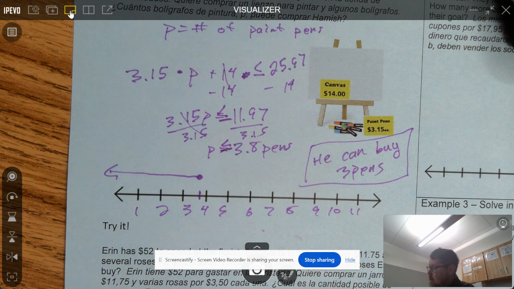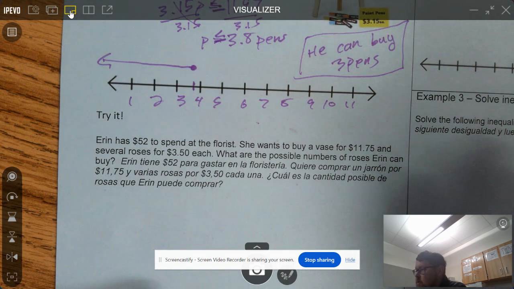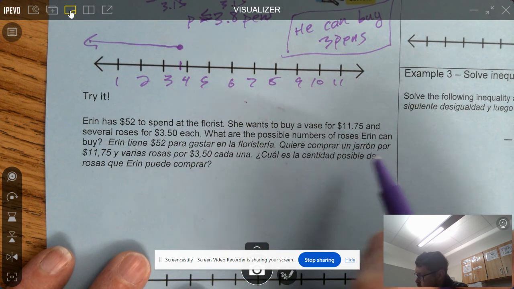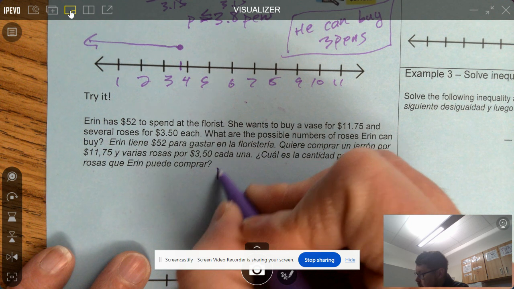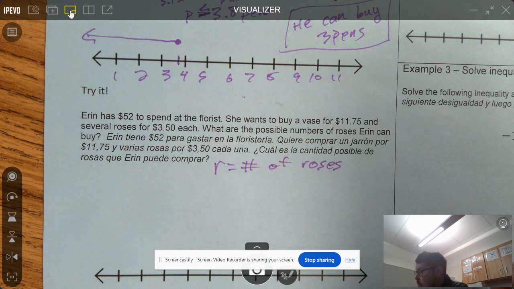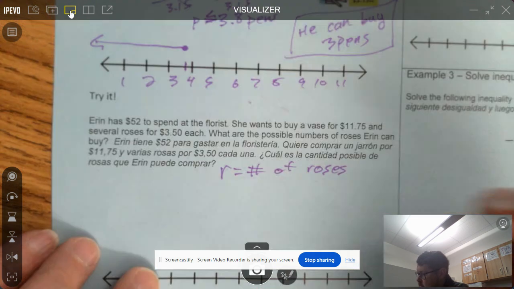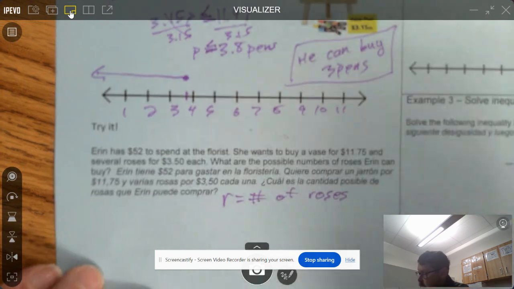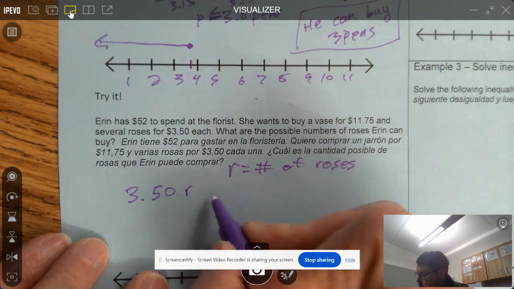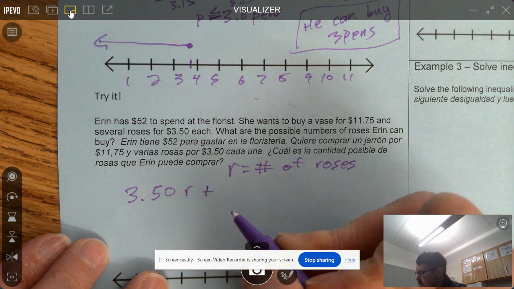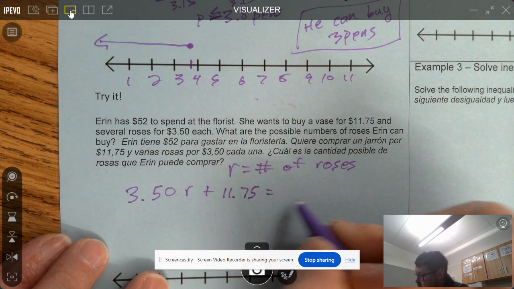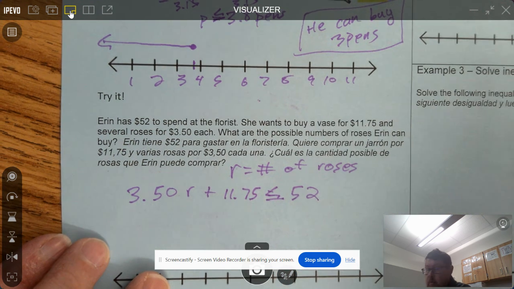Okay. Erin has $52 to spend at the florist. She wants to buy a vase for $11.75 and several roses for $3.50. What are the possible number of roses Erin can buy? So R equals the number of roses. We're going to do something similar to the previous one. The roses are basically the pens in that previous problem. So we say 3.50 times R, because roses are $3.50 each, and then we add 11.75. That's how much the vase cost, and she has $52. So again, it is an inequality, not an equation.